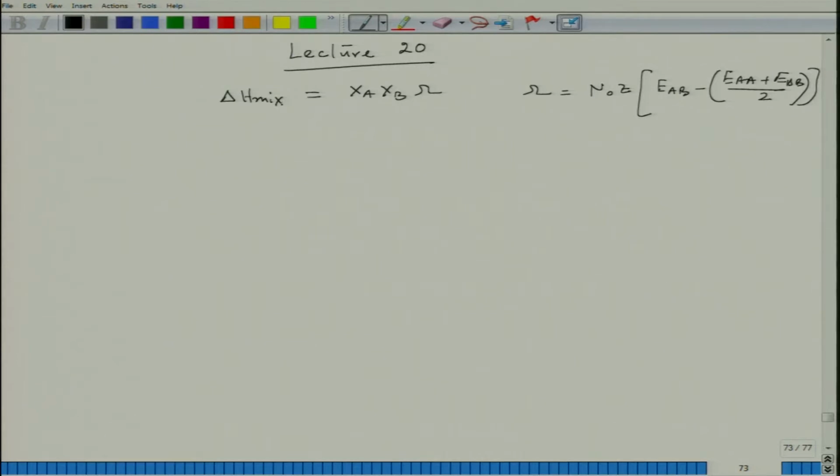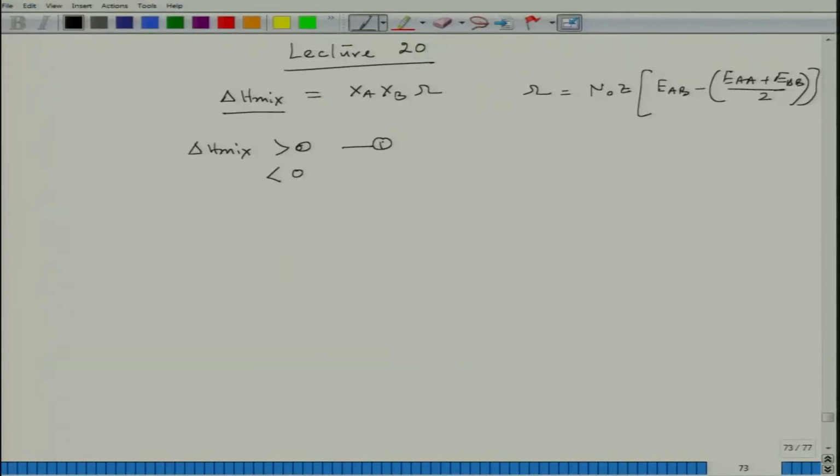Now, when we consider an ideal solution, this ΔH mix is 0, but if we consider a non-ideal situation, ΔH mix can have a value greater than 0 or less than 0. Now, we started working on the first situation where ΔH mix is 0.